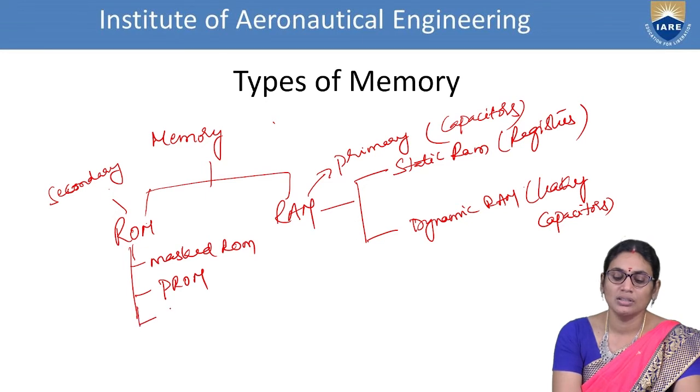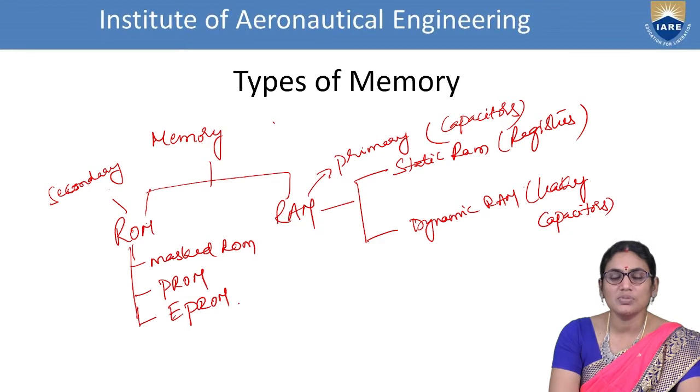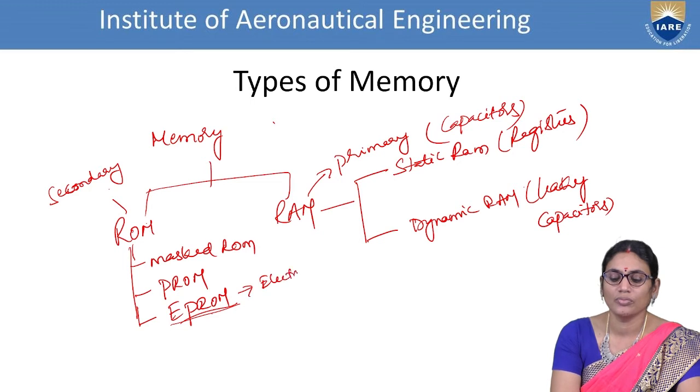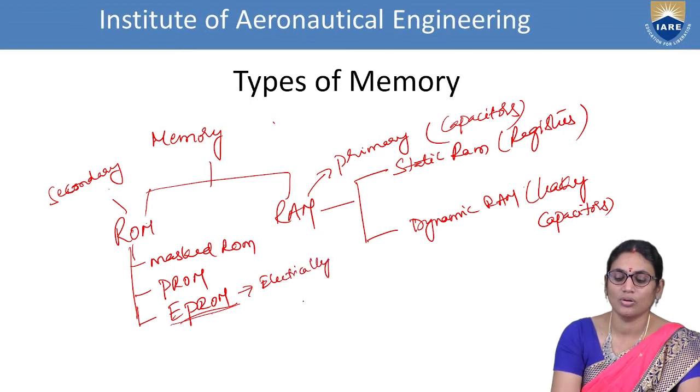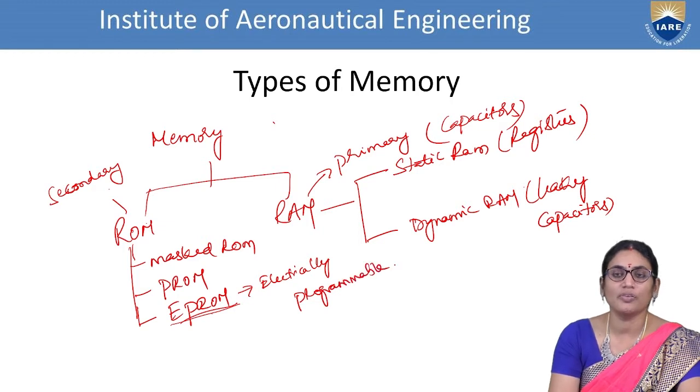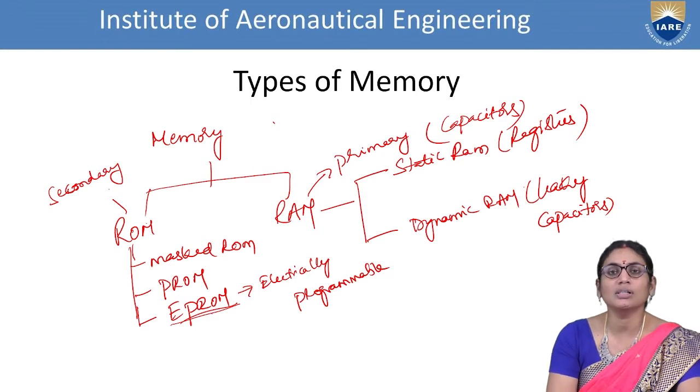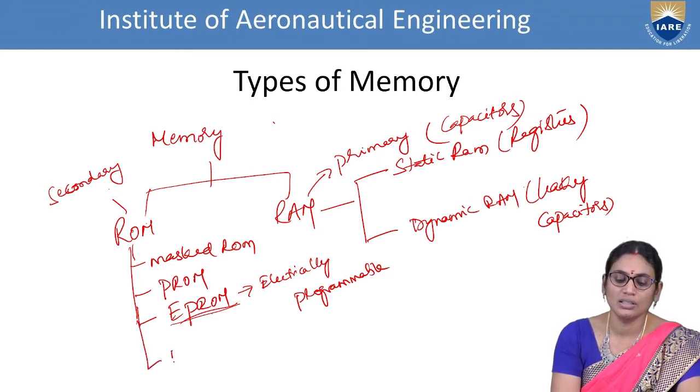The next one is EPROM. By using programs, if the data has been written using electrical representations, then we call it an electrically programmable PROM. By means of electric pulses and programmable notations, the data will be written onto the device. The next one is electrically erasable PROM.